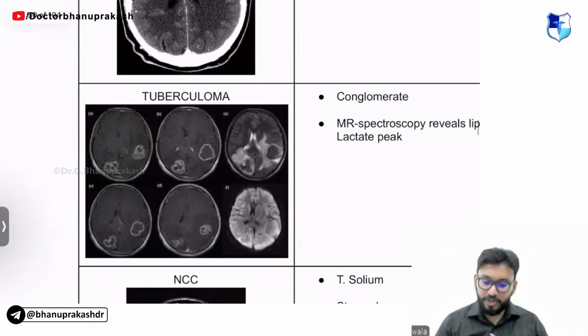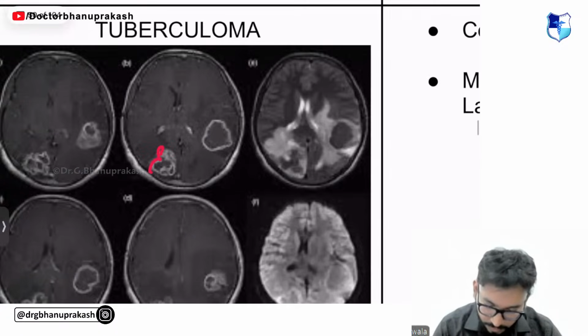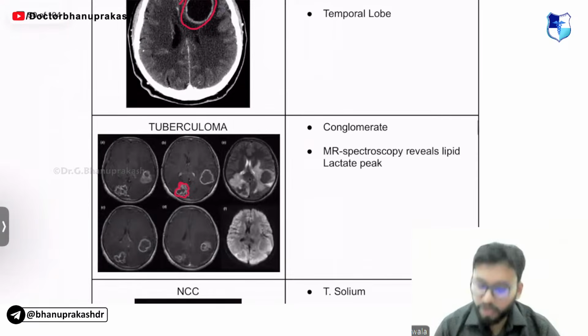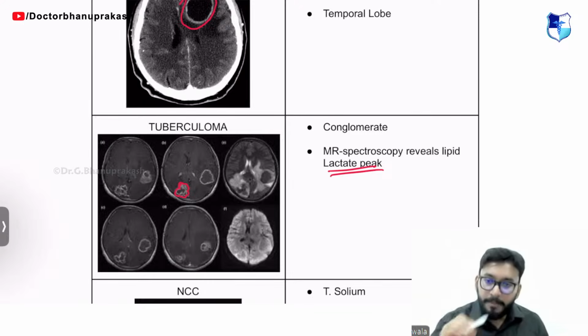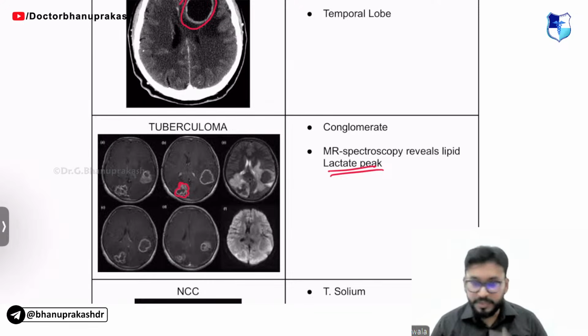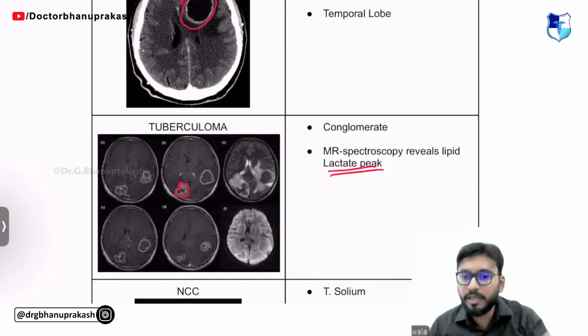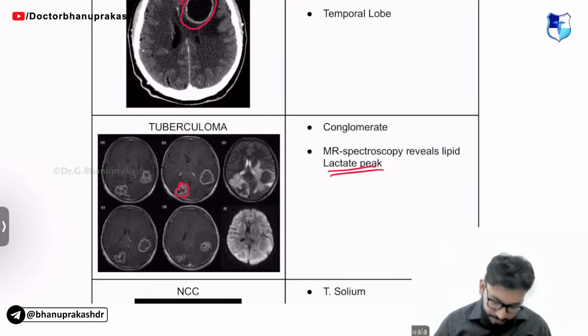Tuberculoma, guys. How do you differentiate tuberculoma? You can see conglomerate lesions. Look at this, fusing and conglomeration is present. This is tuberculoma. And I told you on MR spectroscopy, a lipid lactate peak. Why? Because Mycobacterium tuberculosis has lipid in its cell wall, mycolic acid to be specific. So the lipid lactate peak will be raised if there is something which is more lipid rich. What is that? It is nothing but the organism MTB.